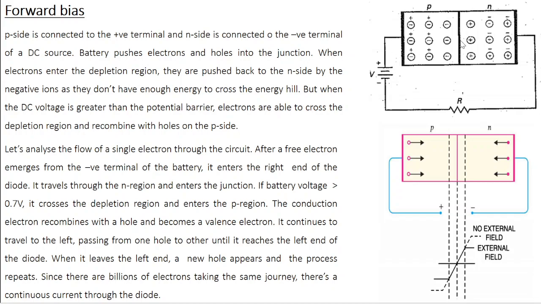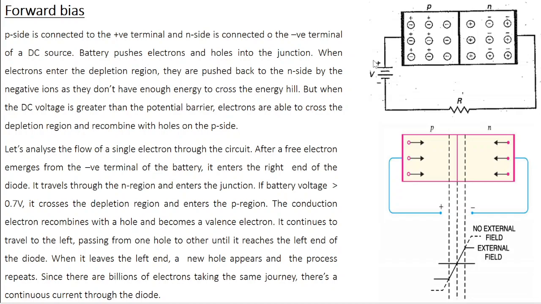Now, in the depletion region, we know that there is a barrier potential. Let's see what happens to the free charges which are getting pushed into the junction. When the free electrons try to enter this junction, the pile of negatively charged ions on this side is going to push the electrons back into the N side. Similarly, when the holes try to enter the depletion region, the pile of positively charged ions on this side is going to push them back into the P side. So there is no flow of free charges across the junction.